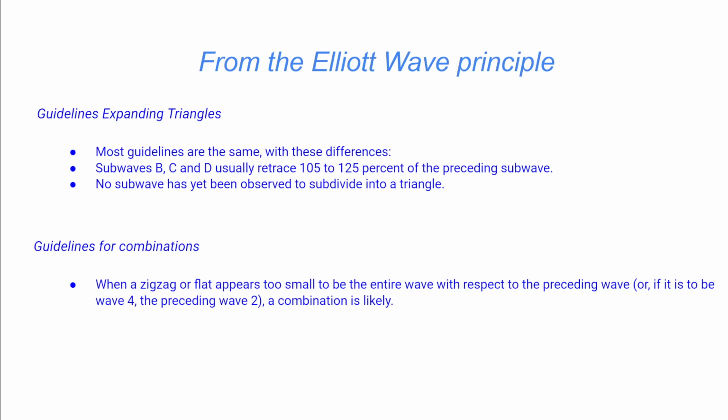So finally, here are the guidelines of expanding triangles and combinations. So expanding triangles, most guidelines are the same with these differences. Subwaves B, D, and C usually retrace 105 to 125% of the preceding subwave. No subwave has yet been observed to subdivide into a triangle. And for the combinations, there's only one. When a zigzag or flat appears too small to be the entire wave with respect to the preceding wave, or if it is to be wave 4, the preceding wave 2, a combination is likely. So let's go to the visuals.